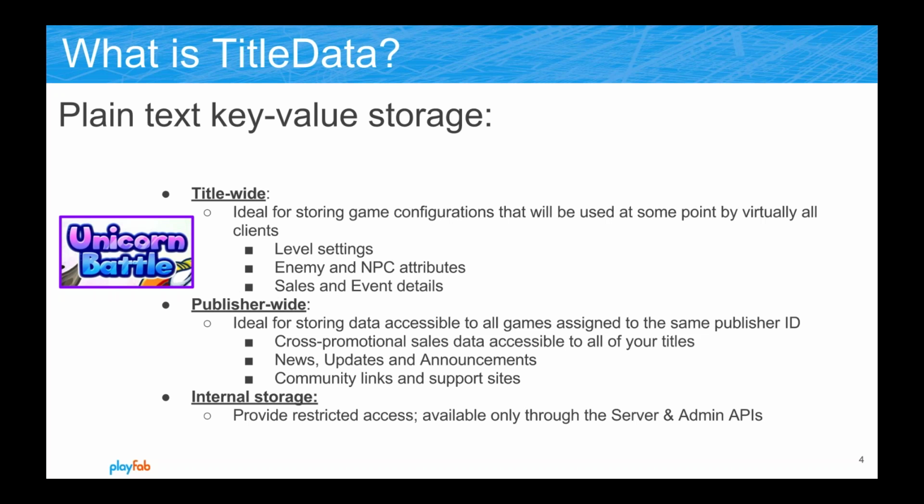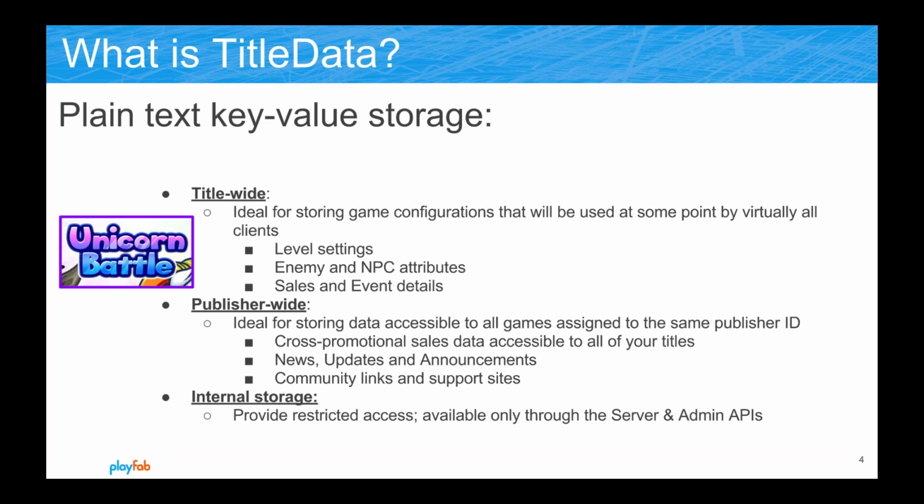So within Unicorn Battle, we have title data running the level settings, enemy and NPC attributes, sales and event details, when things come on sale, what is on sale, and how long that sale runs for. Similarly, there are details for events and encounters. All of this data is loaded at the title level, accessible to all clients that are currently playing Unicorn Battle.